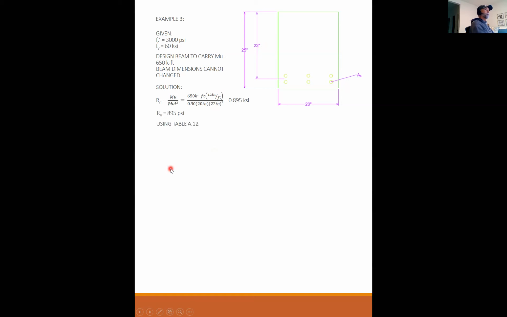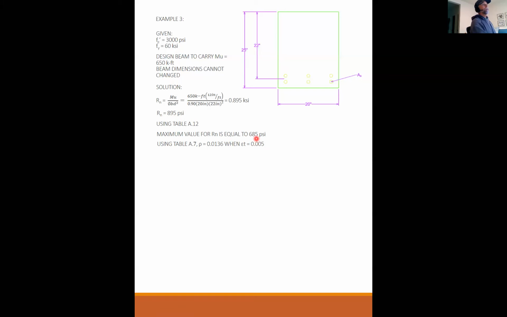So using table A12 for 3,000 psi concrete, 60 ksi steel, the maximum value for R sub n is equal to 685 psi, if you look at that table. What does that mean? That means that, according to this table, we can't carry that moment. We can't get to 895 because the table maxes out at 685.